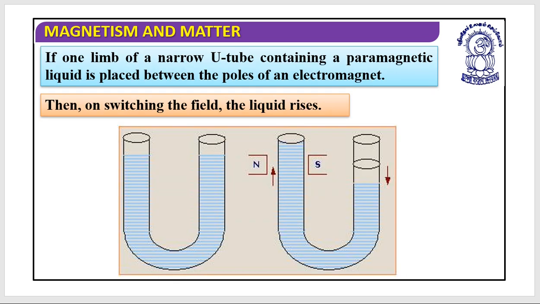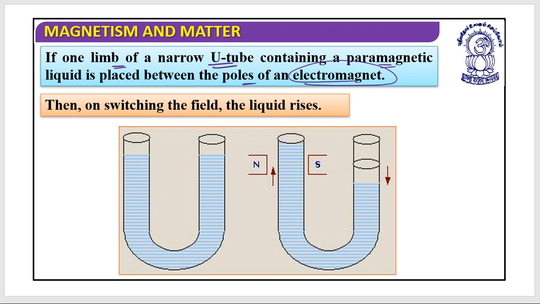Now one more experiment: if one limb of a narrow U tube containing a paramagnetic liquid is placed between the poles of an electromagnet, then the electromagnet can be considered as a specific kind of magnet which will behave as a magnet when current is flowing through it, and will not behave as a magnet when no current is flowing. So if no current, it is just an iron piece, and if current is flowing, it will behave as a magnet, so it is the electromagnet.